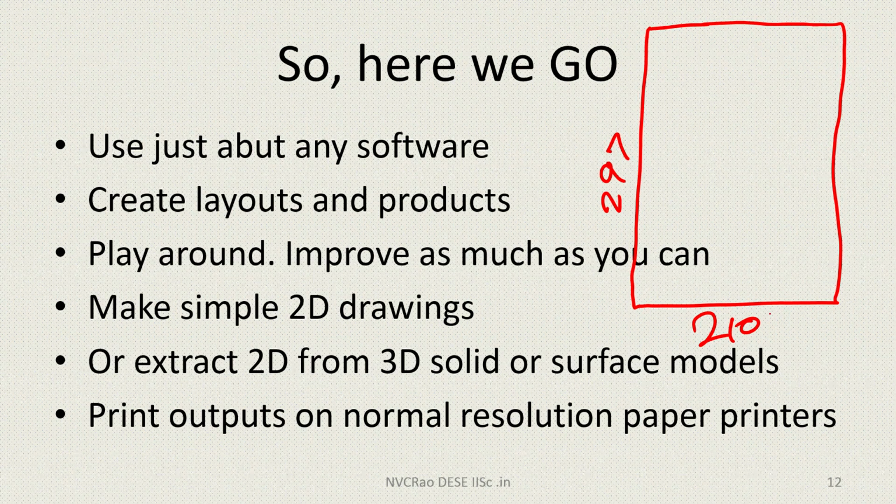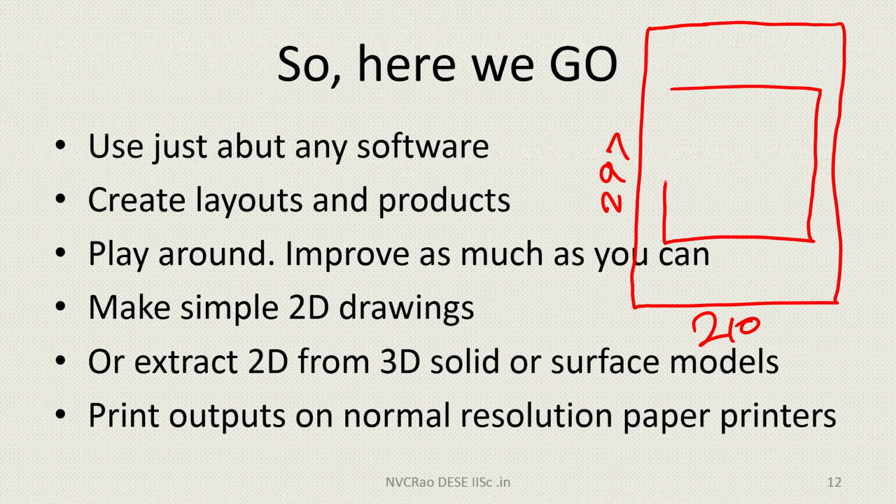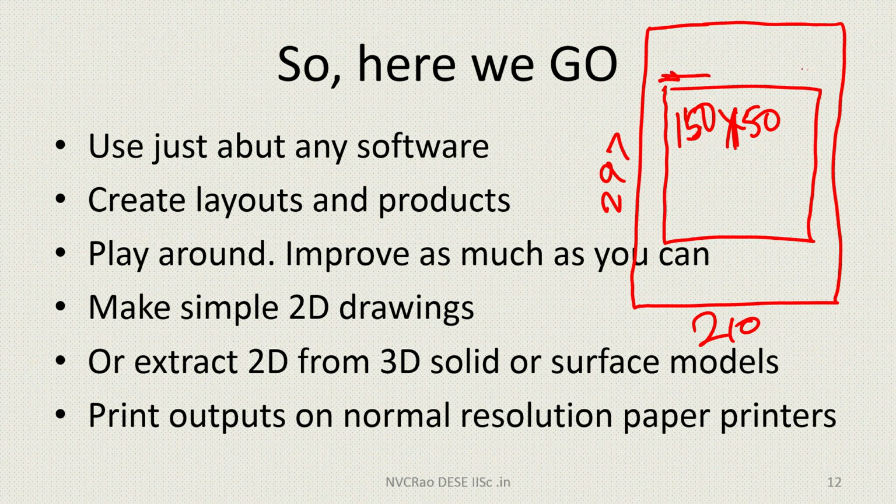So, out of this the best we can manage is if you print a 150 by 150 square, and finally check the distance. What is the distance from here to here? Take a ruler, check this thing. That is the simplest way of calibration.